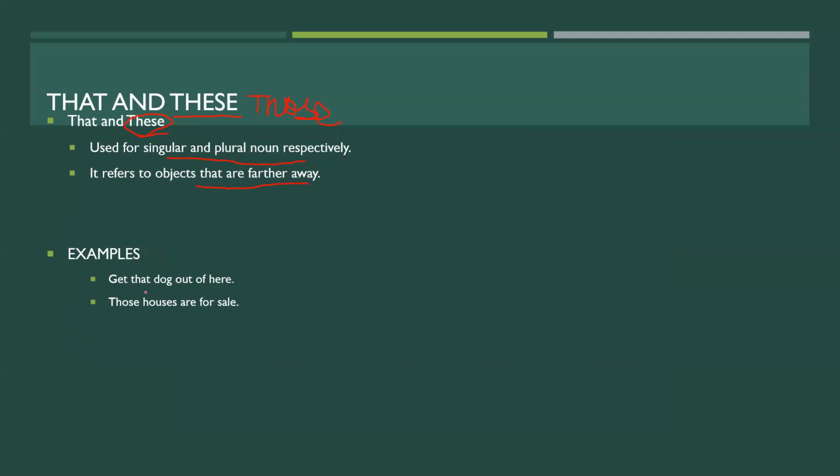Just like: Get that dog out of here. We are pointing out the dog is very far from us. Then: Those houses are for sale. Again, those houses is plural, and the houses are far from us.